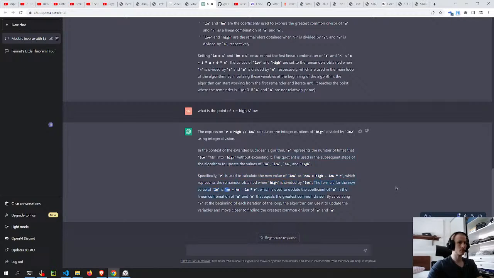The formula for the new value of lm is nm = hm - lm * r, which is used to update the coefficient of a in the linear combination of a and n that equals the greatest common divisor. By calculating r at the beginning of each iteration of the loop, the algorithm can use it to update the variables and move closer to finding the greatest common divisor of a and n.